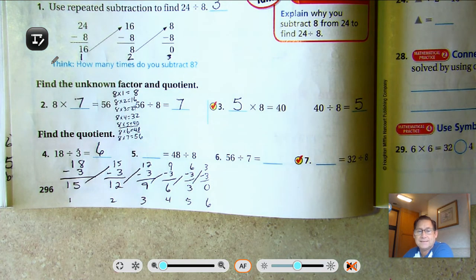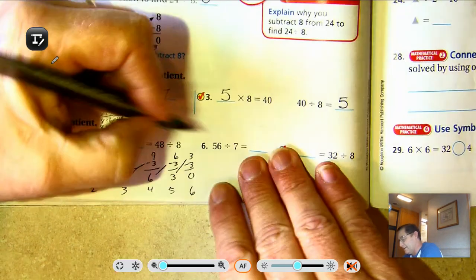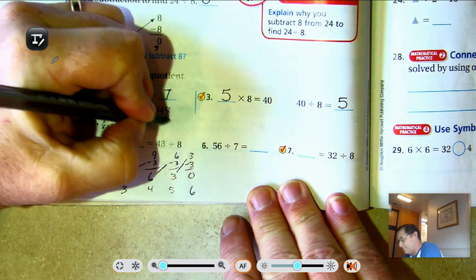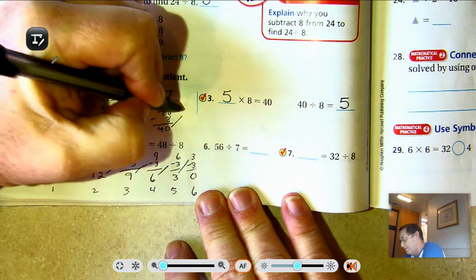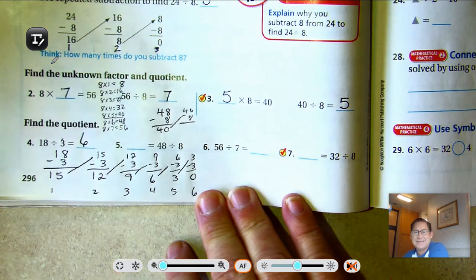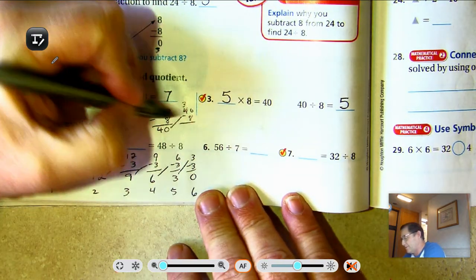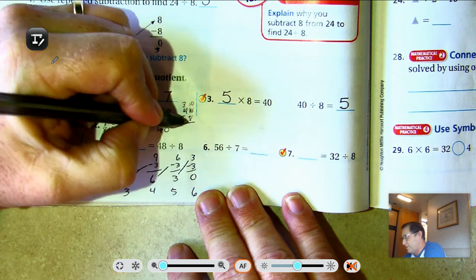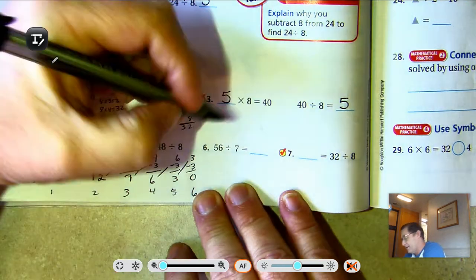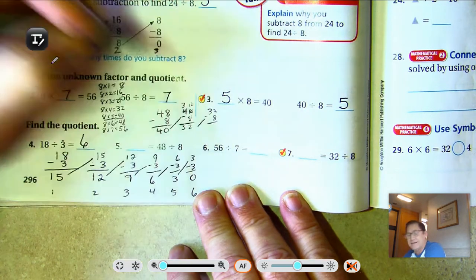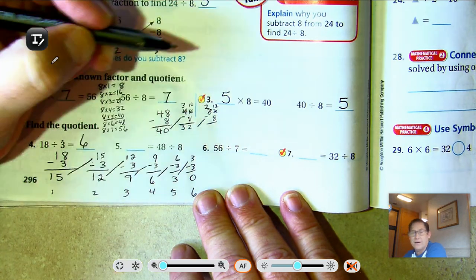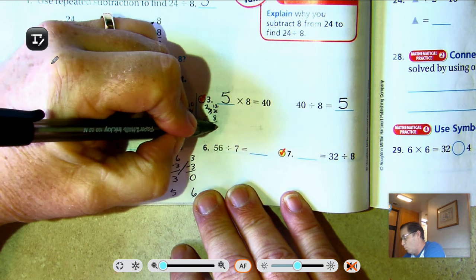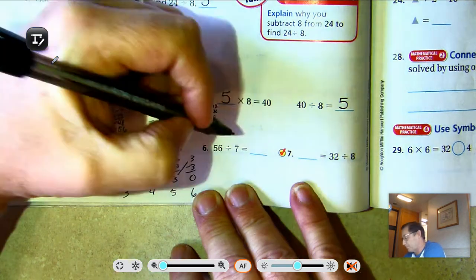All right, 48 divided by 8. Well, let's repeatedly subtract 8. So I subtract 8 once, and I have 40. 40 take away 8. Well, I can't take 8 from nothing, so let's regroup the 4 tens as 3 tens and 10 ones. 10 take away 8 is 2, so 32. Now 32 take away 8. I can't take 8 from 2, so regroup the 3 as 2 tens and 10 ones. We now have 12 ones.